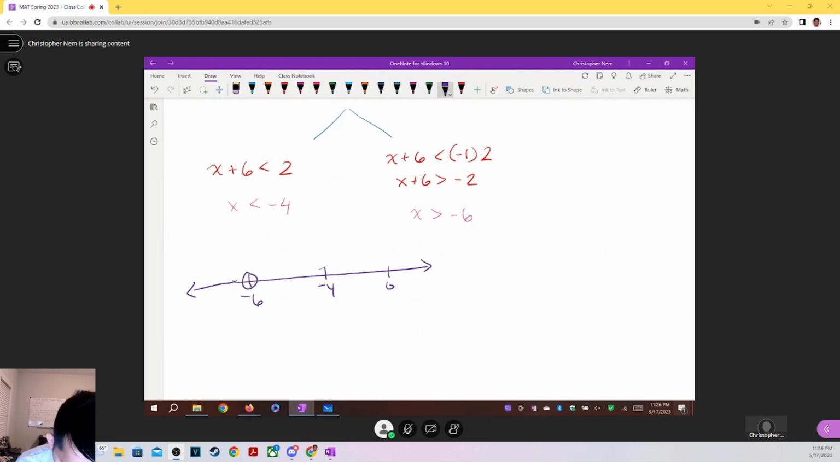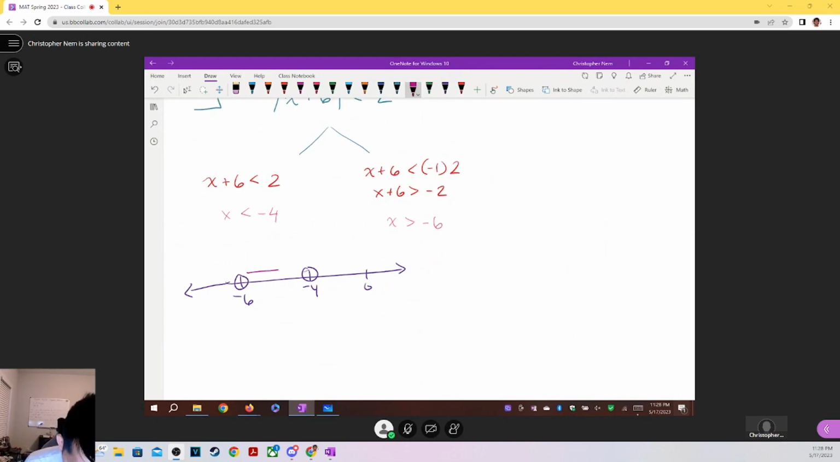These values I do not include at all because I don't have the equal to symbol. That means I should not want those values. So now it says x is greater than negative 6. So x is less than negative 4 and x is greater than negative 6. So we have x belongs in. This is the and statement. x belongs in the interval negative 6 to negative 4 with parentheses. All right. So make sure you fix that up.